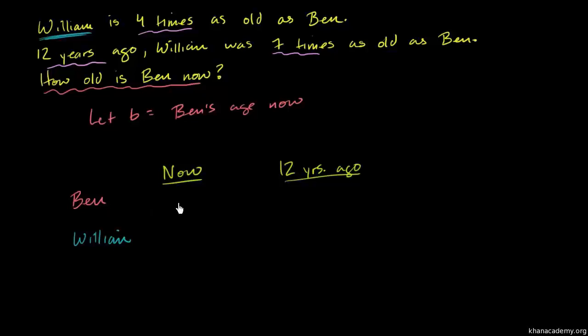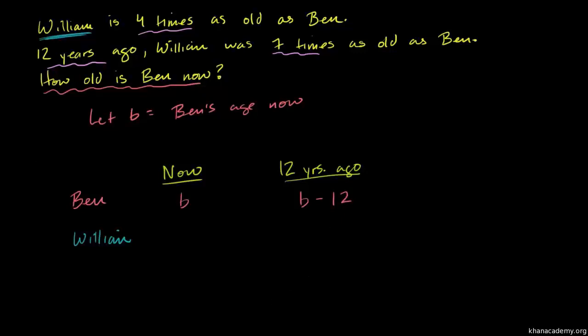So let's see what we can fill in here. What is Ben's age now? Well, we just defined that as the variable b. That's the unknown. That's what we have to figure out. So let's just stick that there. Well, what's Ben's age 12 years ago? We would want to express it in terms of b. Well, if he's b now, 12 years ago, he was just b minus 12.